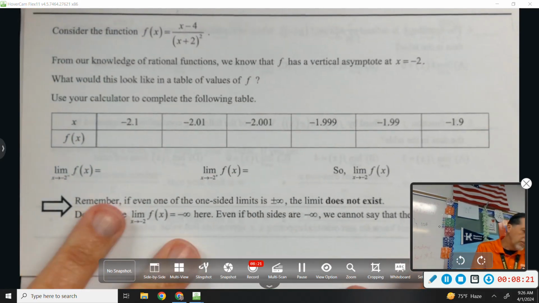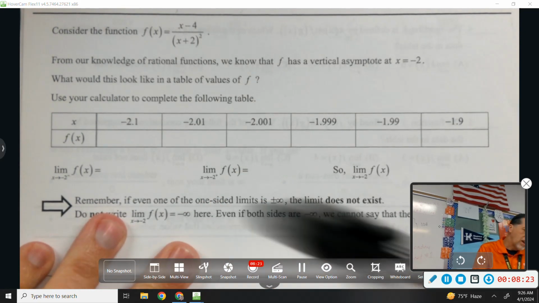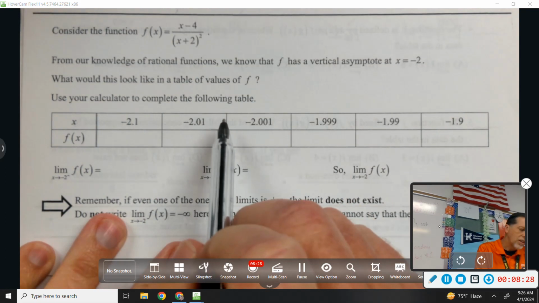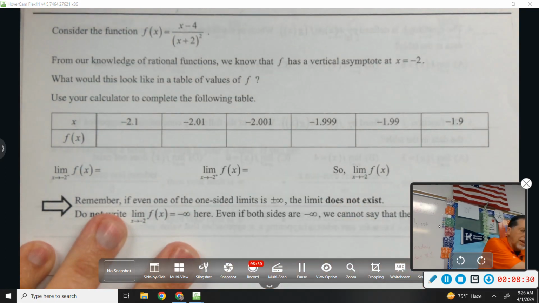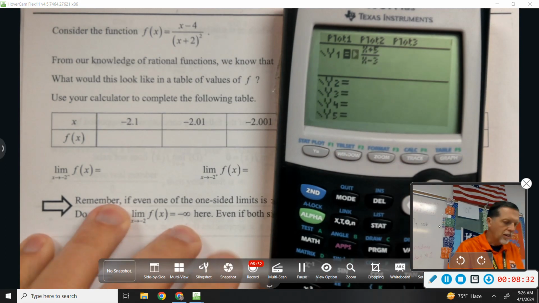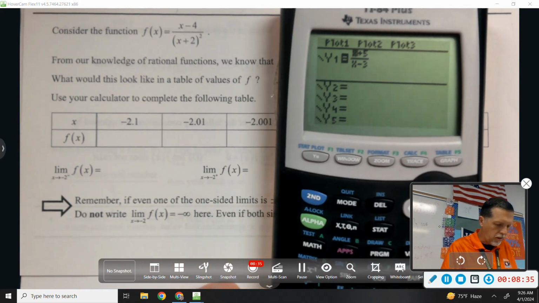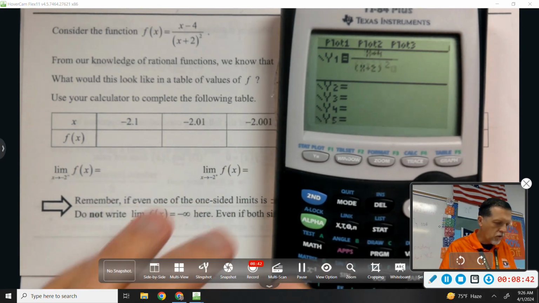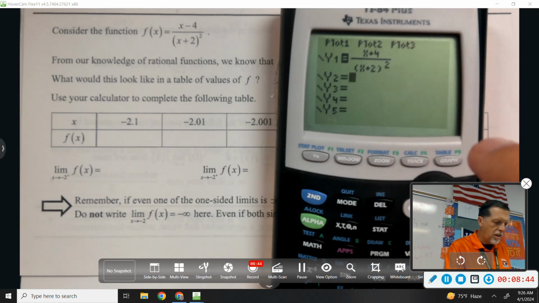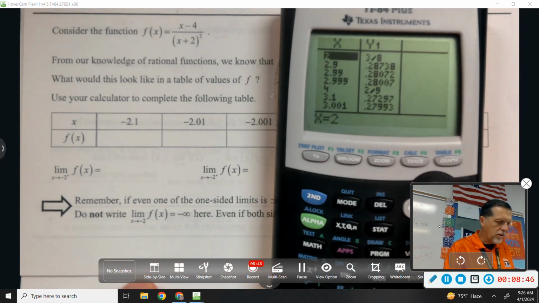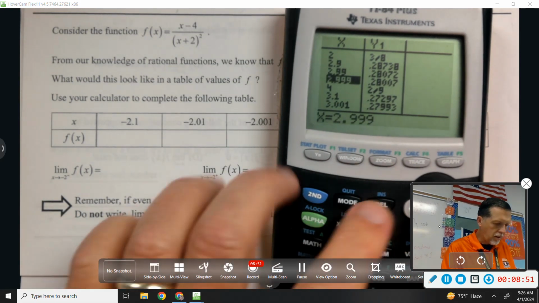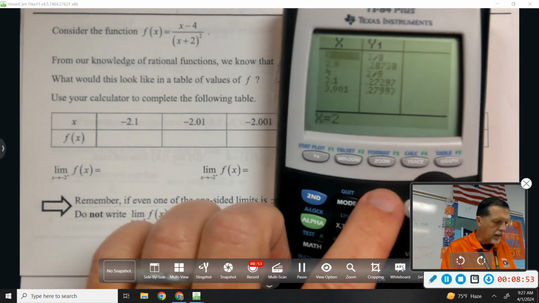All right, consider this function. We know there's a vertical asymptote at -2, right, because it didn't cancel. What would that look like? Well, let's go find out with a table. x minus 4, x plus 2 squared, and table. I don't really want any of those. Delete. I can delete all of those.